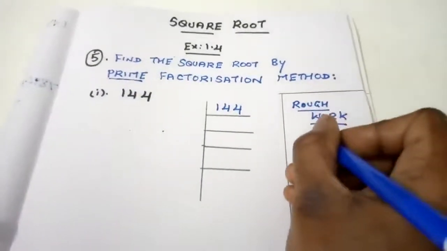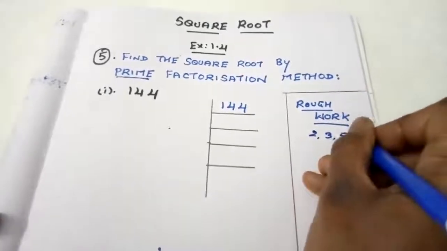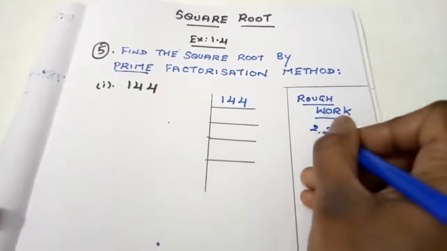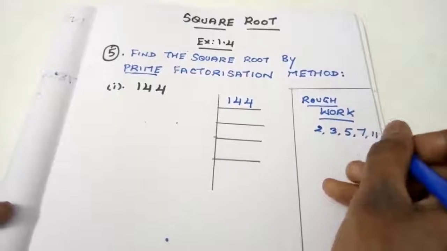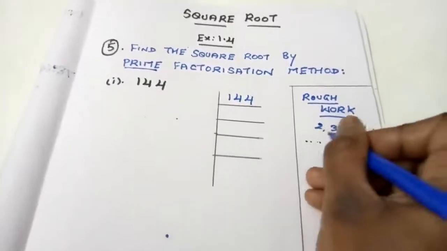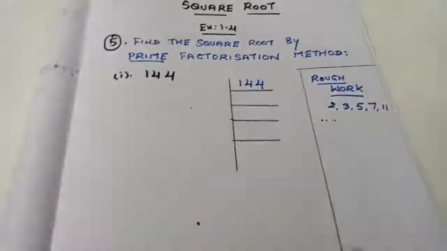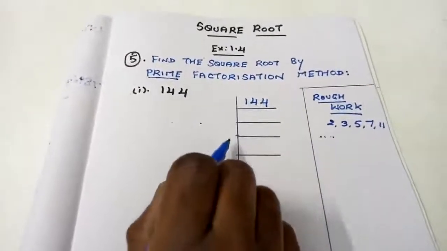if you take the numbers 2, 3, 5, 7, 11, these are the numbers which are divisible by 1 and itself. We have a lot of such numbers, and those numbers are called prime numbers. They have exactly 2 divisors. So, using these numbers only we are going to find the factors.